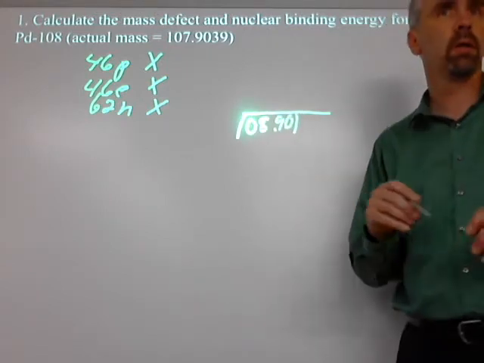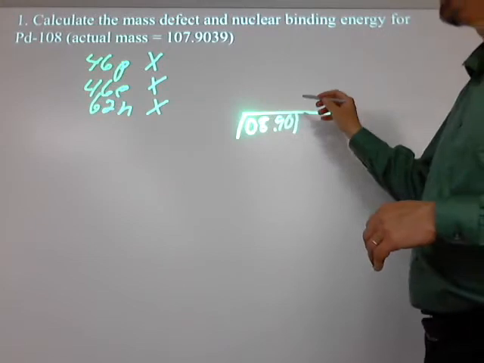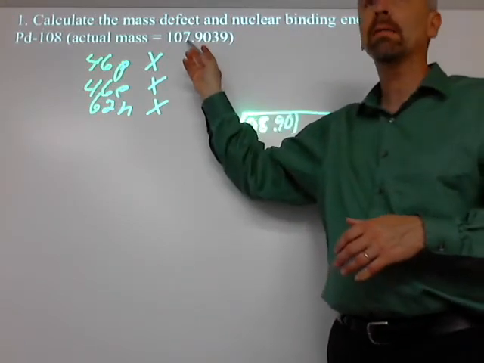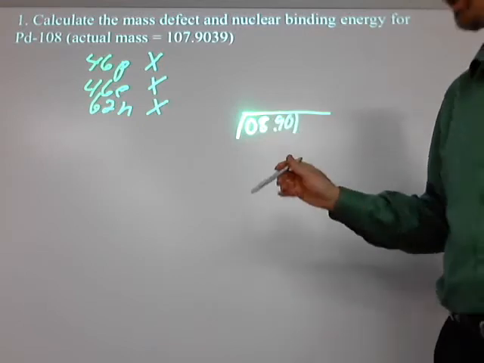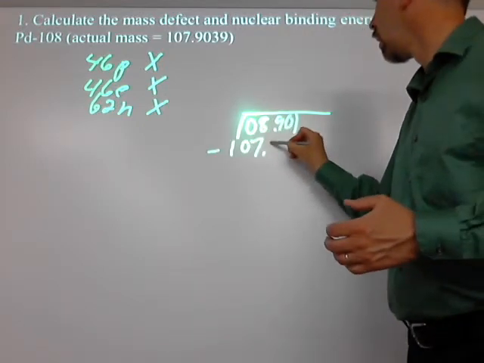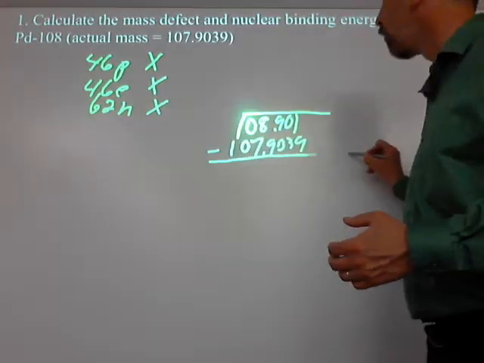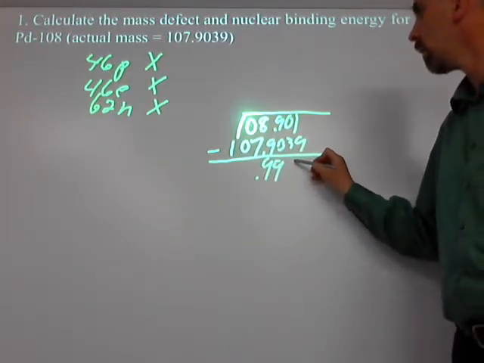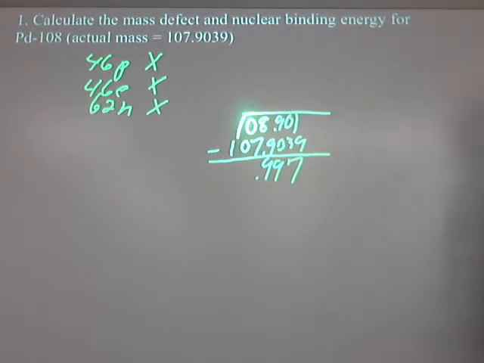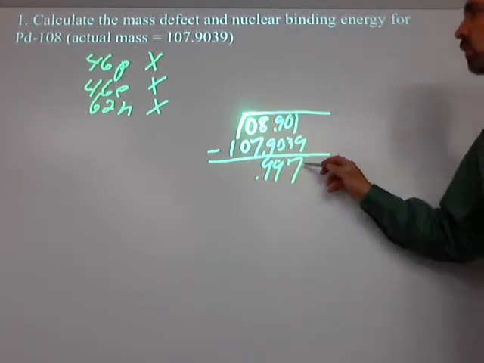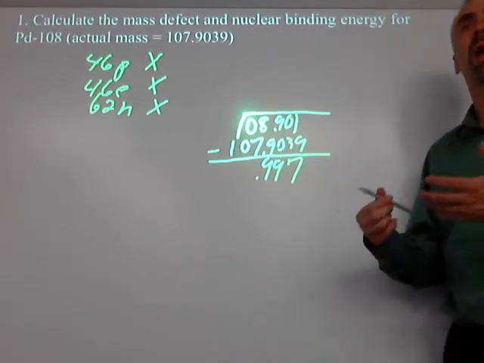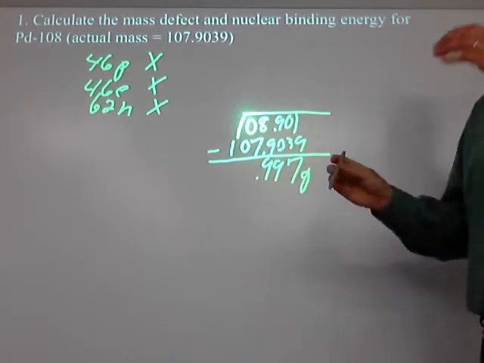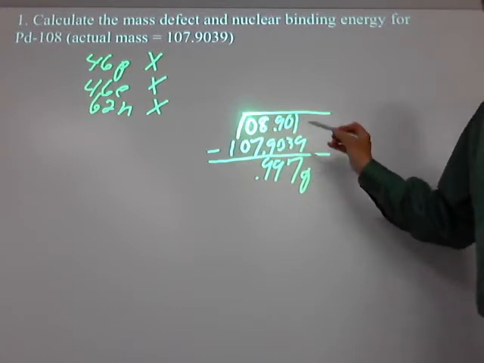108.901. Does everybody agree? Yeah. All right. That's the mass that it should be. It's not that. What do we do to get the mass defect? Subtract those 2 and you get what? You get 0.9971. So 0.997 for significant figures. Everybody get that? Now, by the way, those units would be for an individual atom atomic mass units. But we're talking about a mole of atoms, so that would be that many grams.